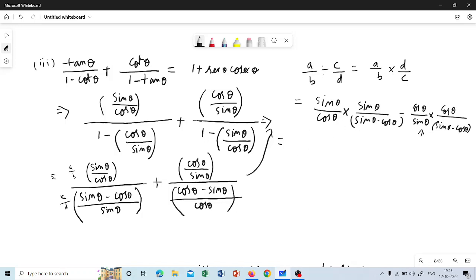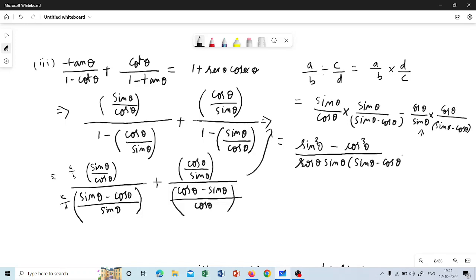So doing that, already in the numerator sine square is there. Sine into sine is sine square. So again if I multiply with sine, it will become sine cube, and the denominator will be same. So again if I multiply with cos, already it is cos square, so it will become cos cube theta by sine theta cos theta. I can write this as cos theta into sine theta into sine theta minus cos theta.